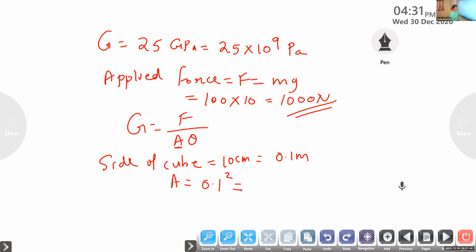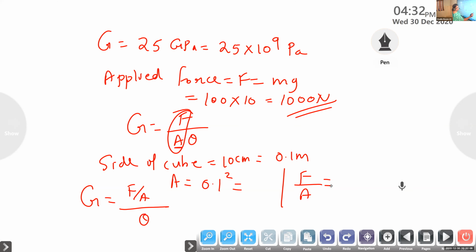Now we can substitute in the equation. G is given to you. Before that, for an easy method, first find F by A. That will be easier. So we can find G is equal to F by A divided by theta. So let us now find F by A.